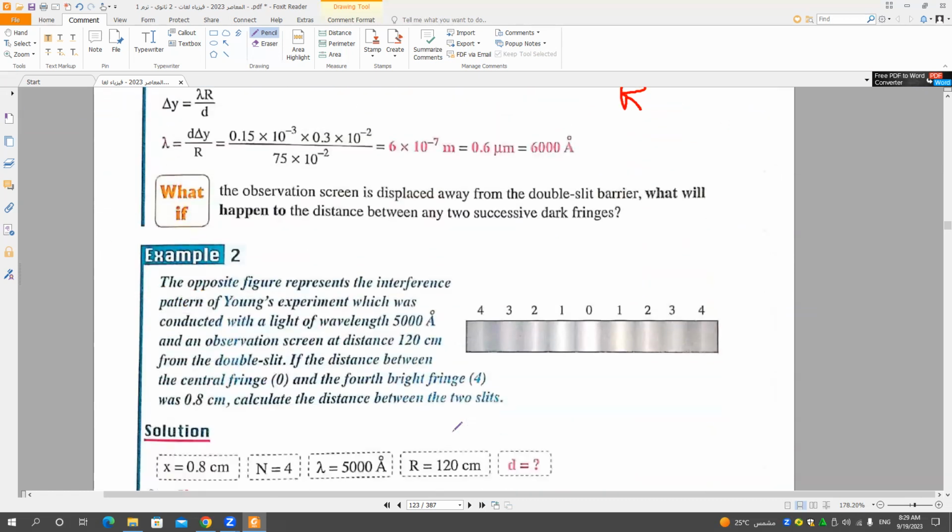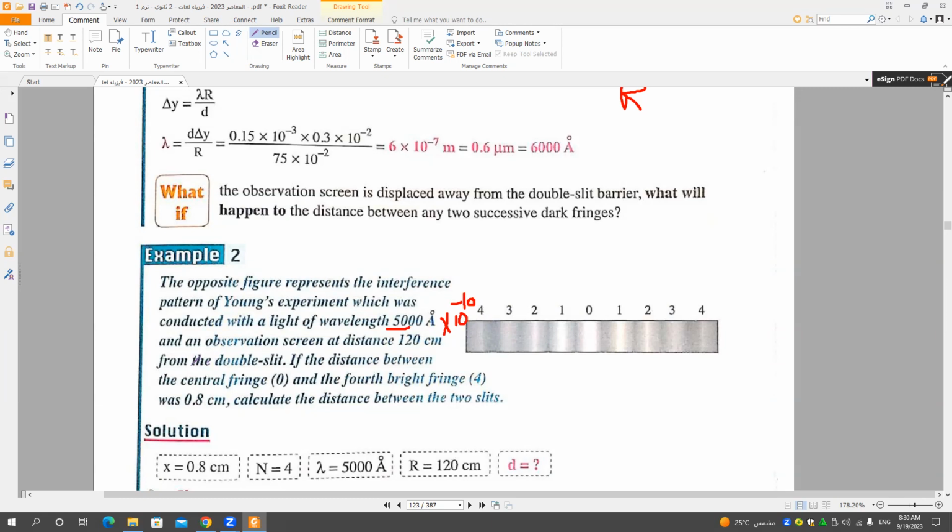We have another example. Example number 2. The opposite figure represents the interference pattern of Young experiment, which was conducted with light of wavelength equal to a value in angstrom. What does it mean? This means angstrom. If you want to change it into meter, you must multiply it by 10 power negative 10, as you studied in chemistry last year.